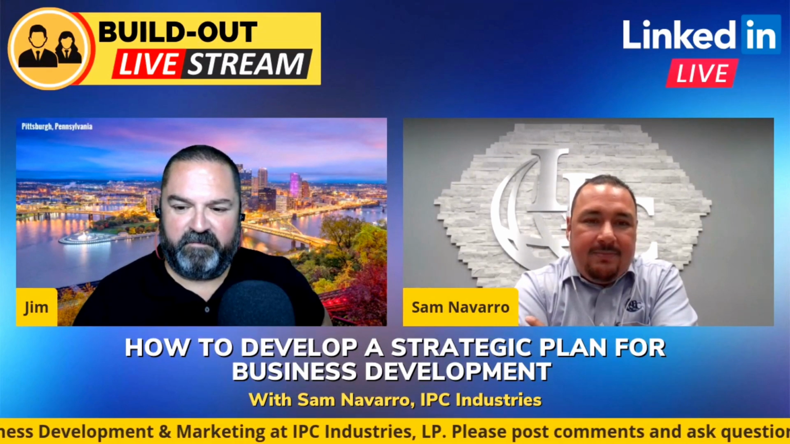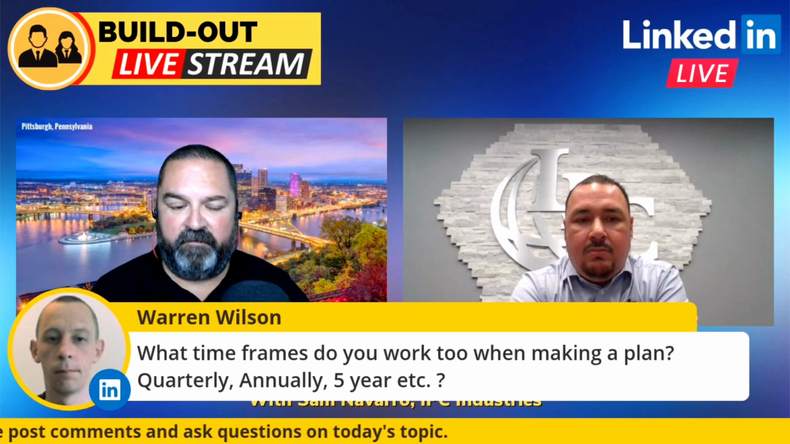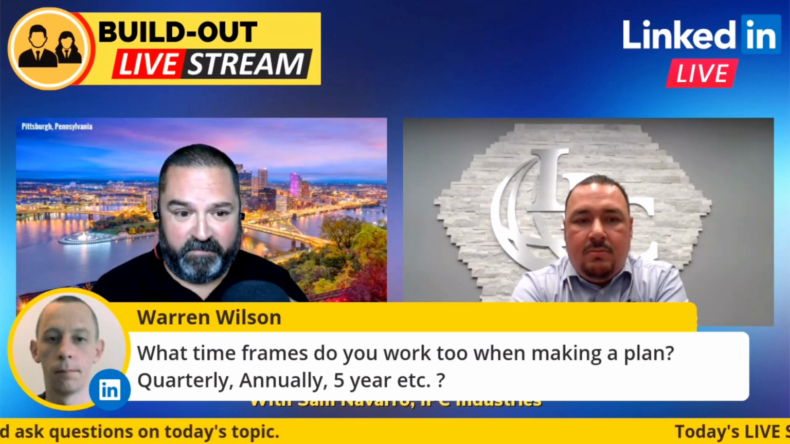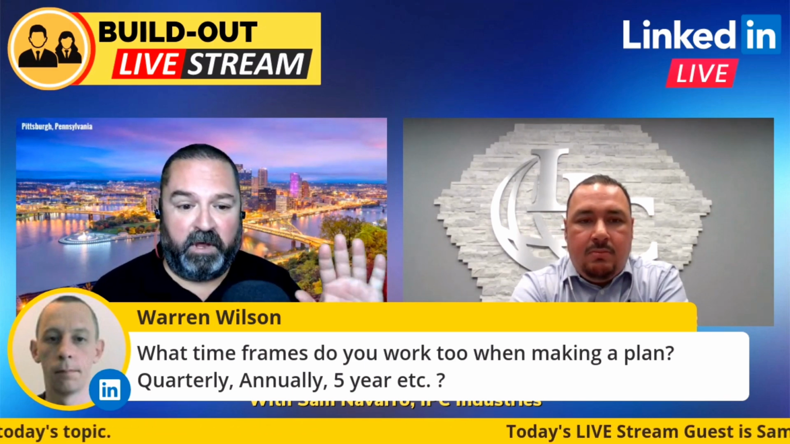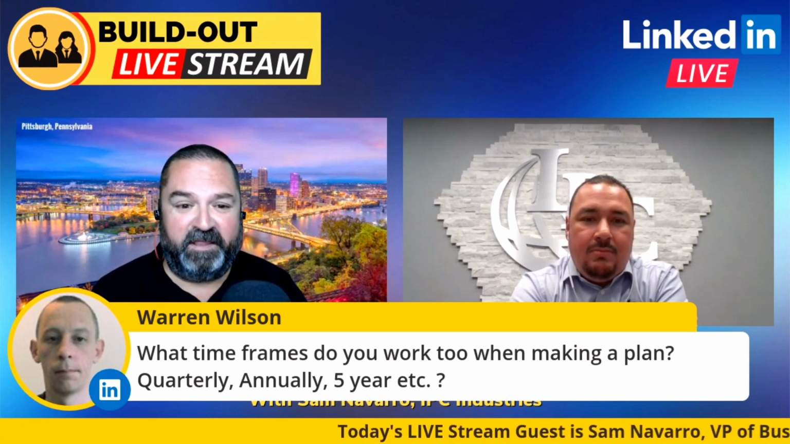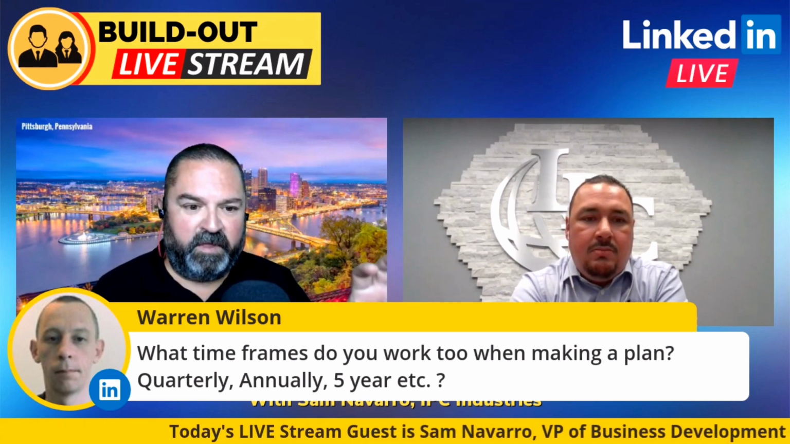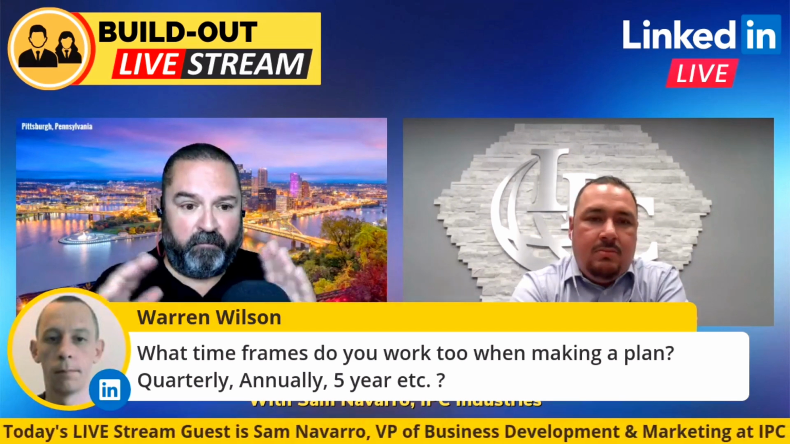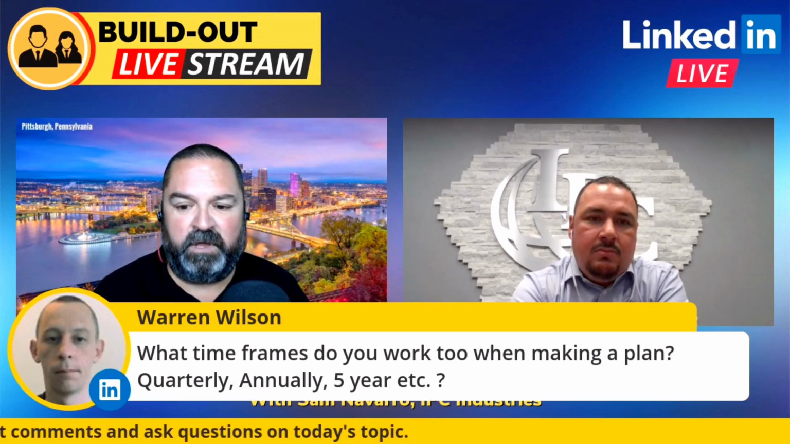Mm-hmm. Definitely. Warren asked a really great question. What time frames do you work to when making a plan: quarterly, annually, a 5-year plan? I would say, my opinion, there's nothing wrong with doing a quarterly, an annual, and a 5-year plan, because again, you want to look at obviously within a shortened period of time for the business year, and then obviously what's the long term. It's not going to be the exact same thing. It's going to be 3 different types of plans, because again, a shorter period of time or longer period of time is going to have to be focused much differently.